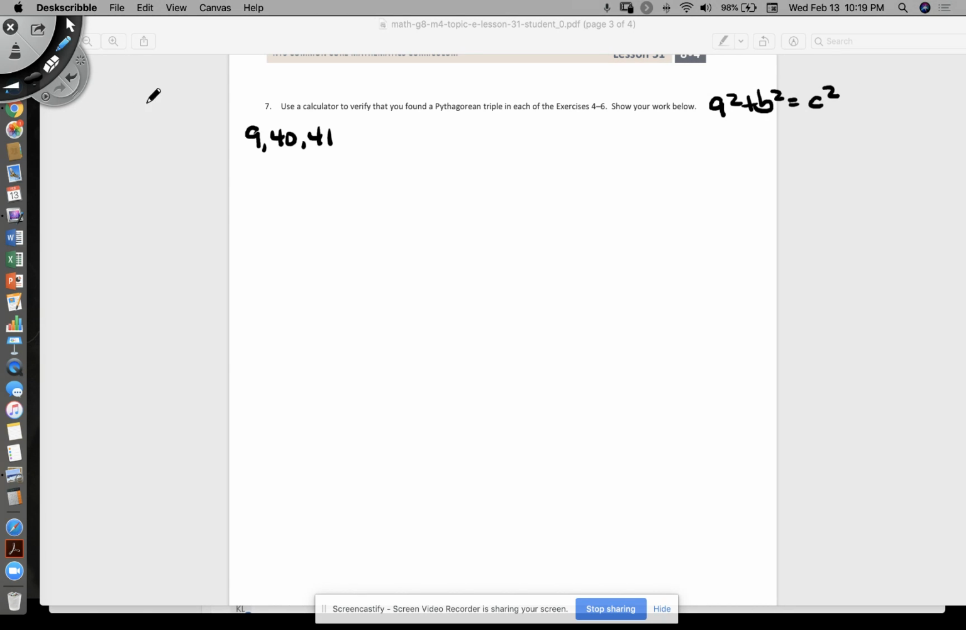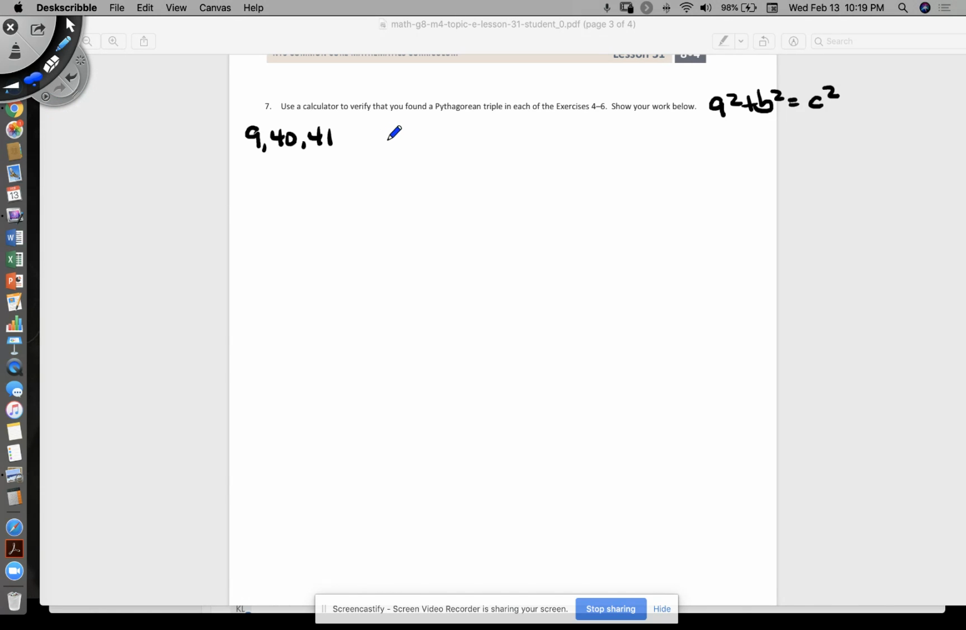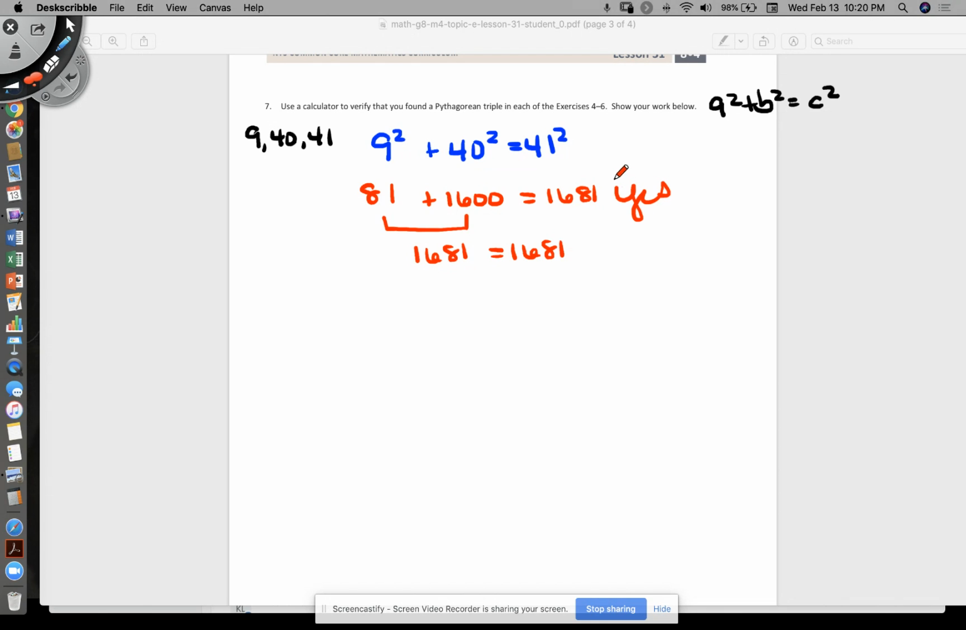So we're going to plug these values in. So this will be just my A, my B, and my C. We just kind of go right in alphabetical order there. So I'm going to say 9 squared plus 40 squared equals 41 squared. Now that's not times 2, that's squared, so don't make that mistake. So this is 81 plus 1600 equals 1681. All right. If I combine these two, I get 1681 equals 1681. So yes, I did find a true triple.